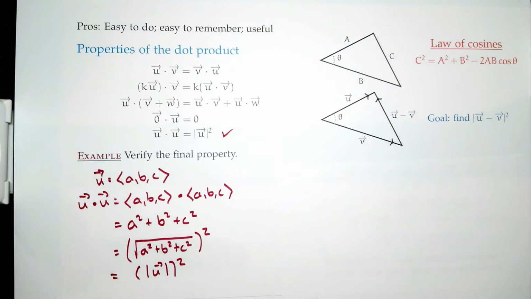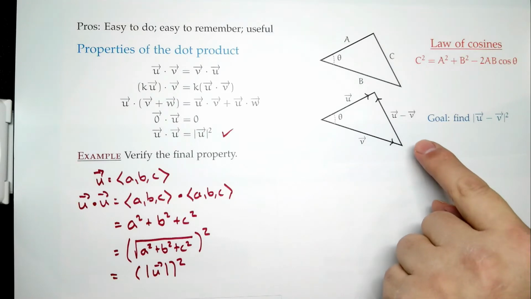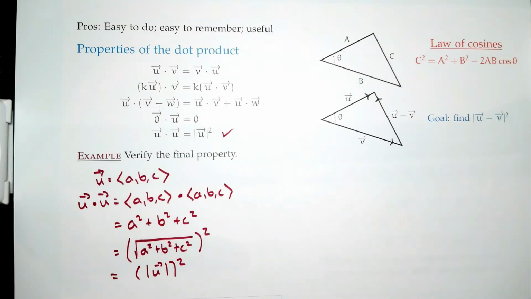Okay, so that's not so hard. Now, here's what we're going to do. We're going to find the length of u minus v squared. All right, so far, so good. And we're going to find this length in two different ways. Now, what two ways can we use to find that length? Do you see the two ways we can do it?